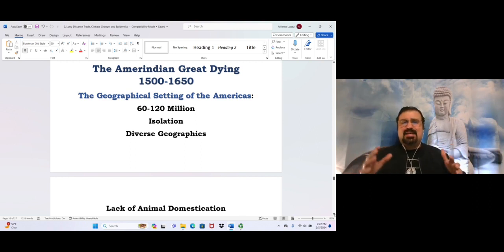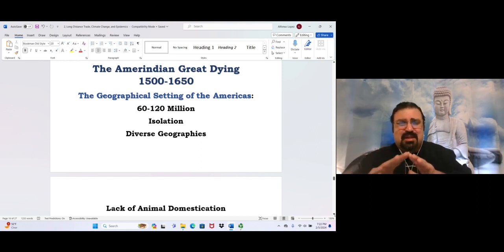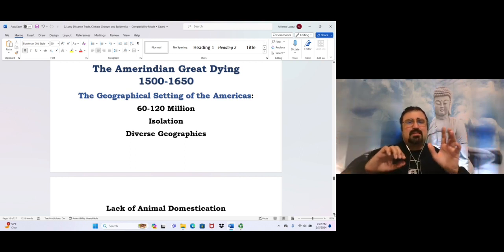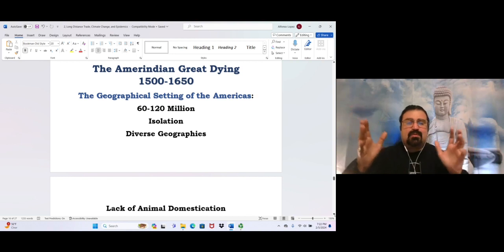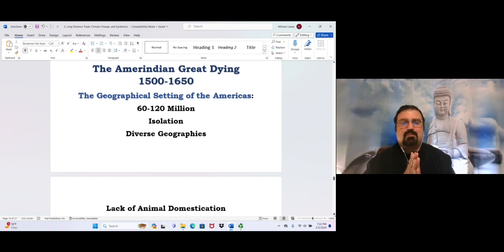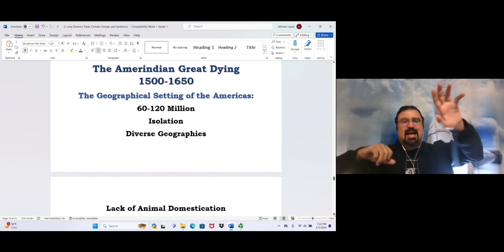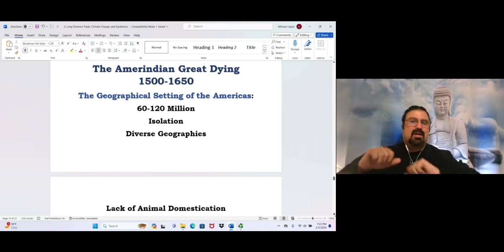Conventionally, it is estimated that it is between 60 million, and the most liberal figure will be 120 million. Again, those are peoples that inhabited the continent, let's just say from present-day Alaska all the way to South America, including the Caribbean islands altogether.